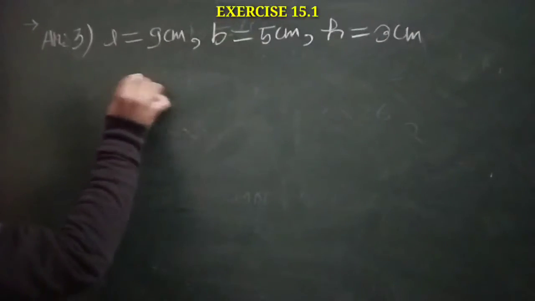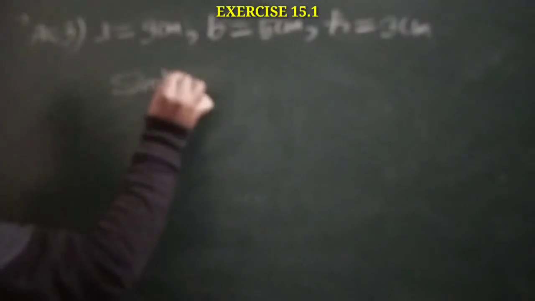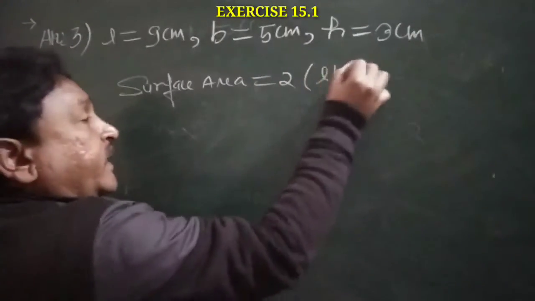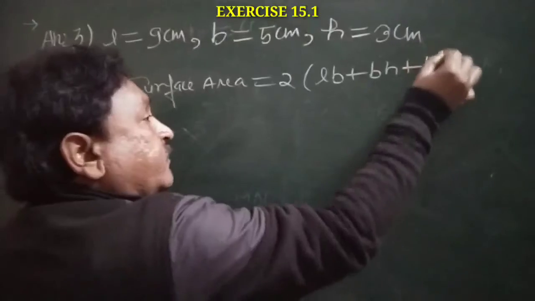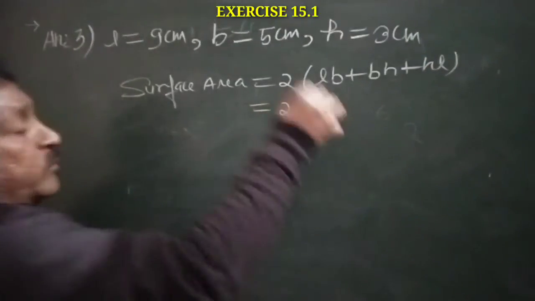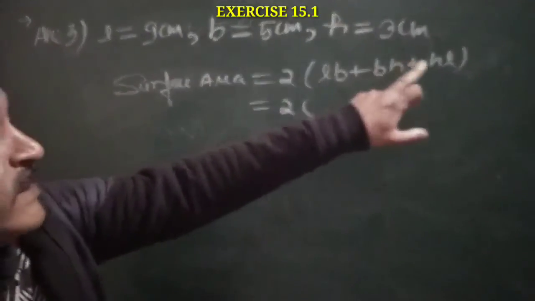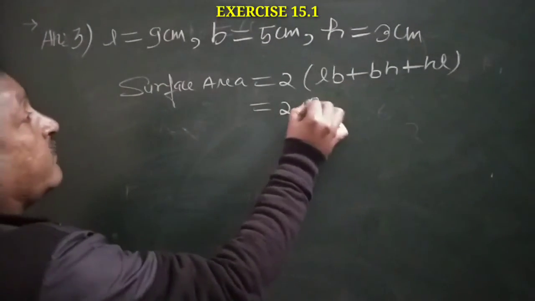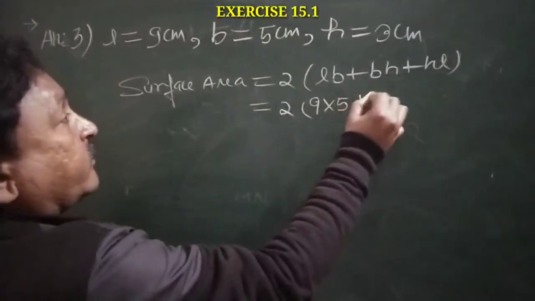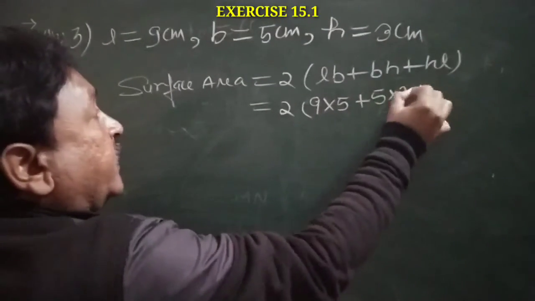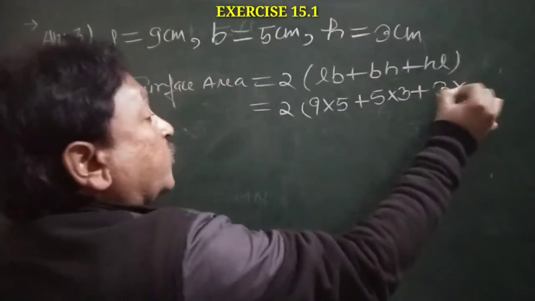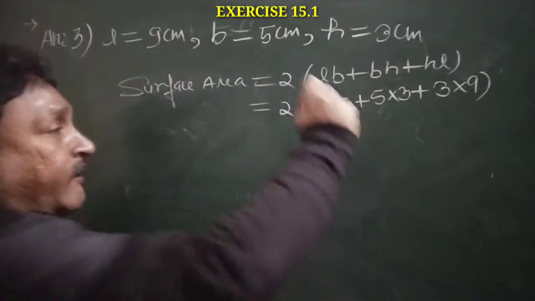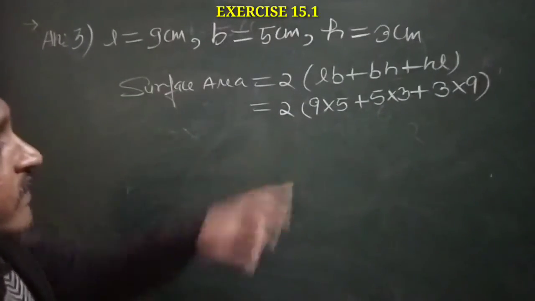We all know the formula of total surface area of a cuboid. It is 2(LB plus BH plus HL). Okay. So in place of LB, BH and HL, we have to substitute the values. Meaning L is 9 into 5 plus B means 5 into 3 plus H means 3 into 9. So first of all we will do the multiplication, then we will add them, and after that the final answer will get multiplied with 2.